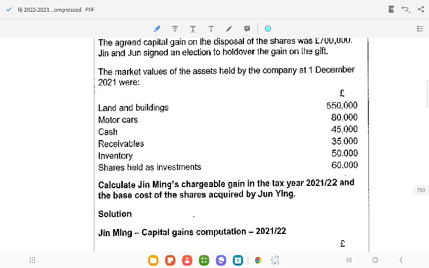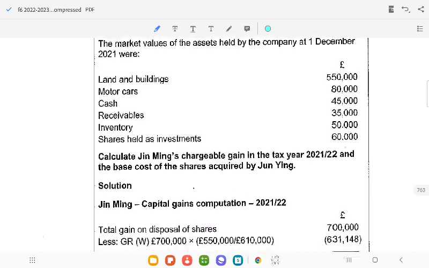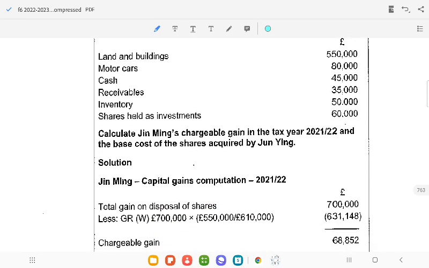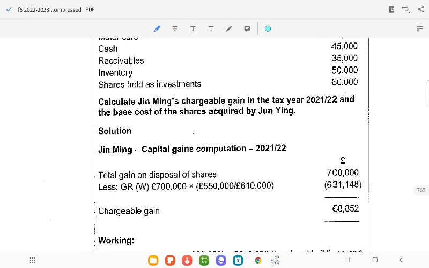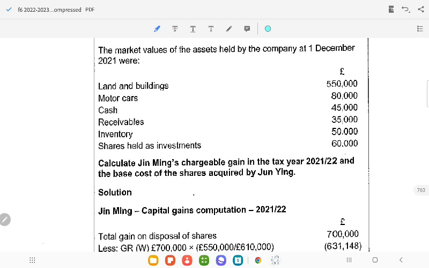The market values of the assets held by the company at 1st December were land and building, motor car, cash, receivables, inventory, and shareholders' investment. So we need to calculate Jinming's chargeable gain in the tax year 21-22 and the base cost for Jun Ying. It is a 7 lakh total gain and GR would be claimed by 7 lakh multiplied by 5,50,000 divided by 6,10,000.